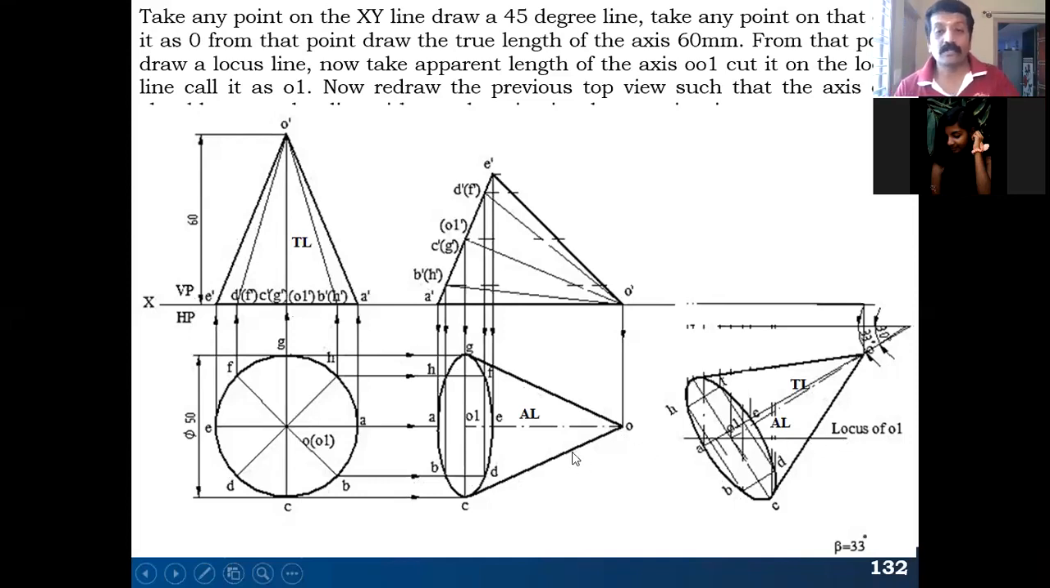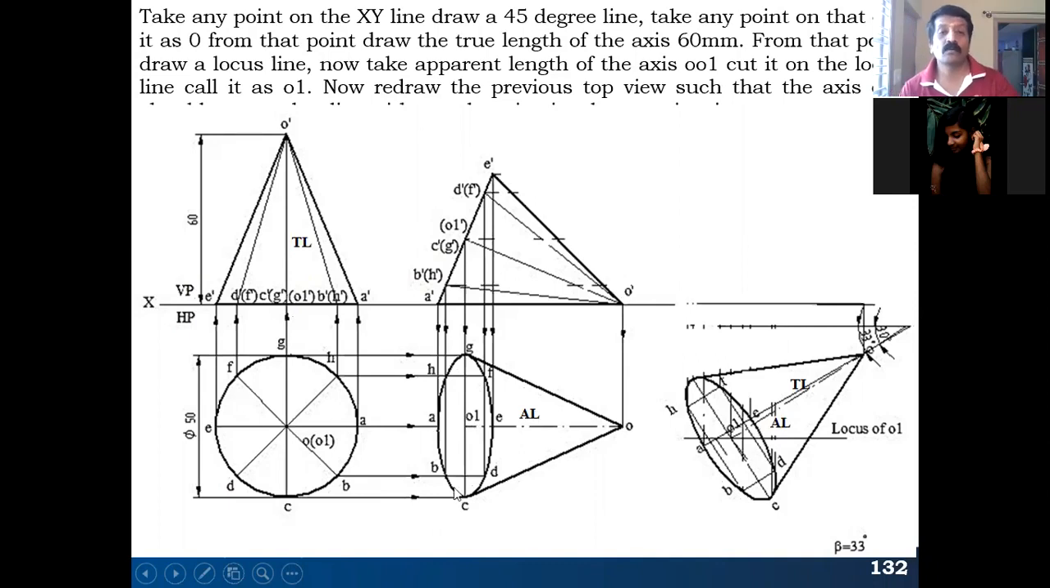And on this locus line, what you have to do is, you take the apparent length of your axis in the previous top view. O dash to O1 you take with the same O as the center. You cut this locus line here. Now you call it O1 and join this O to O1 and extend that line till it meets the XY line. That is your beta or the apparent inclination. After getting O and O1, you have to redraw this cone such that the apparent shape of the cone, this O1 should coincide with this O1 like that.